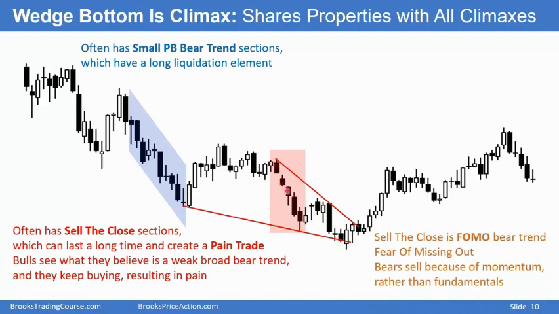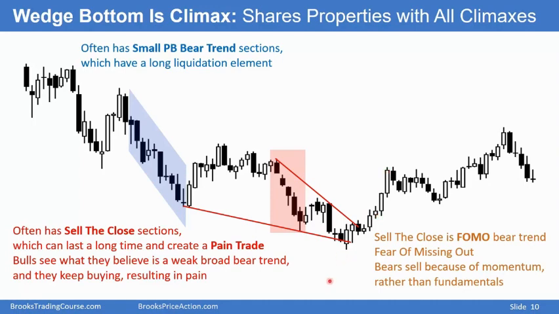Sell the close. It's a FOMO trade, fear of missing out. The bears sell not because the market is expensive. They sell because it's going down, and they believe it'll go down at least for a small second leg. And the result is they're not selling because of fundamentals. They're not selling because the market's expensive. They're selling based on momentum. And as soon as the momentum stops, everyone is trapped into shorts and they suddenly give up.